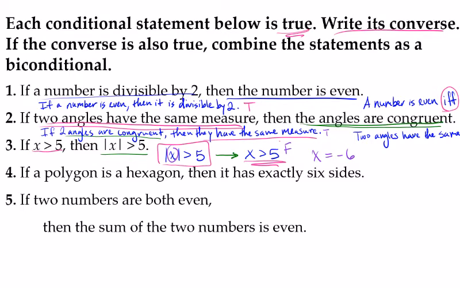All right, so try 4 and 5 on your own. And remember, the idea is to first of all, write the converse, find the truth value of the converse, and if the converse and the original conditional are both true, then you can write a biconditional statement, or at least a valid biconditional statement.